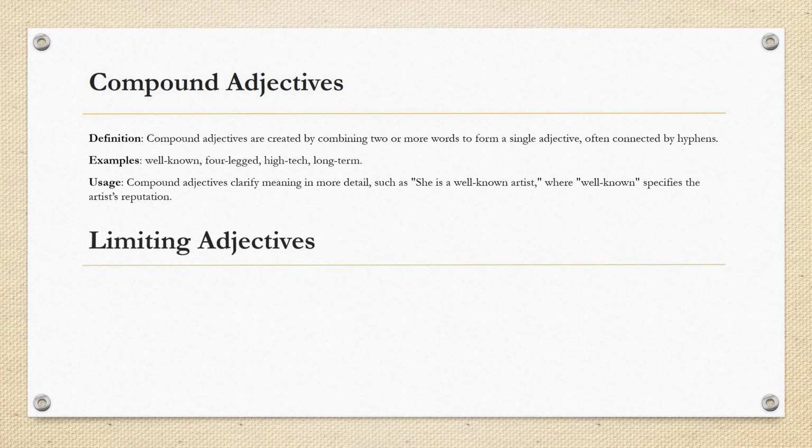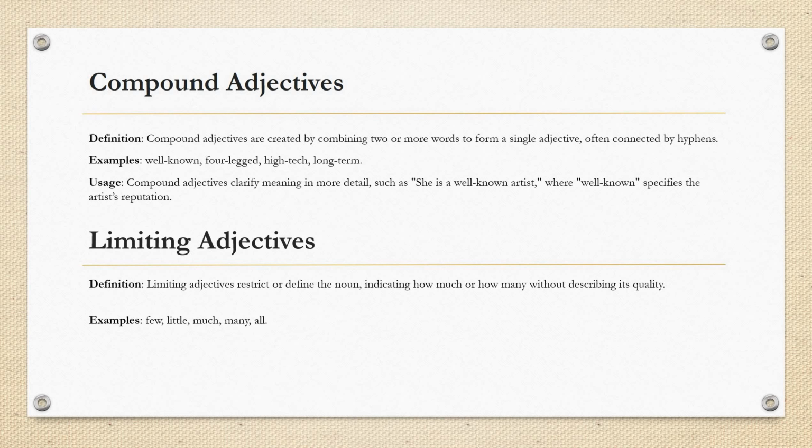Limiting adjective. Limiting adjectives restrict or define the noun, indicating how much or how many without describing its quality. Example: few, little, much, many, all. Limiting adjectives define the scope, such as "Few people attended the meeting." Here, "few" limits the quantity of people.